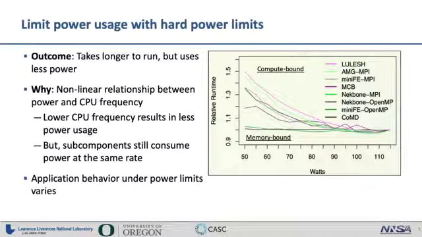On the other hand, applications that are more memory-bound do not slow down proportional to the power limit. This is because those applications are not dependent on the clock frequency of the processor. And so they are not impacted as we lower the power limit of the processor.